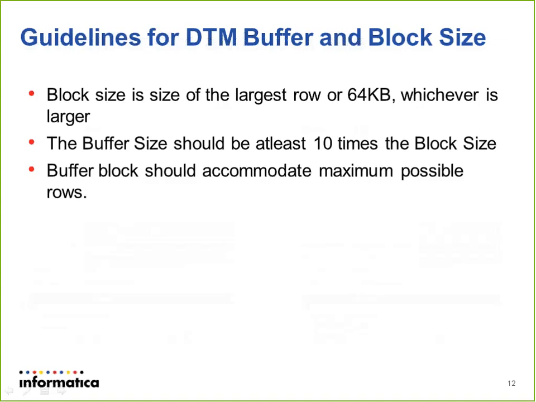While specifying the block size, make sure the buffer size is at least 10 times the block size, else you will see this error while assigning itself in the session properties. Ensure that buffer block is able to accommodate maximum possible rows, at least 100 unless your row size is unusually huge. In the earlier example, we saw 41 rows were processed in one block. You can increase the number of rows by adjusting the precision or the buffer values. There can be some padding or internal calculations while finding out the row size at runtime.